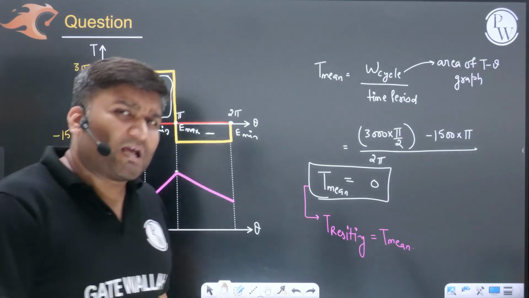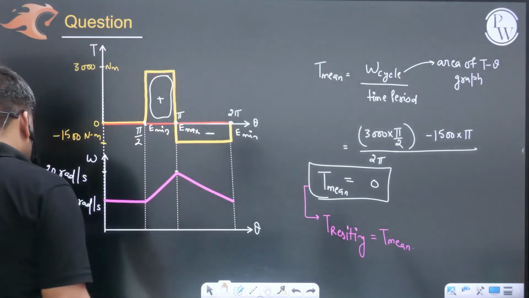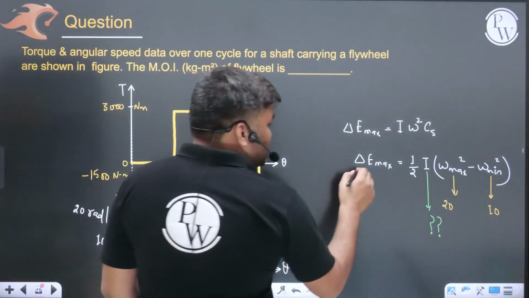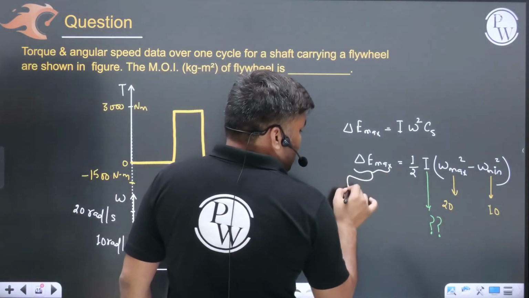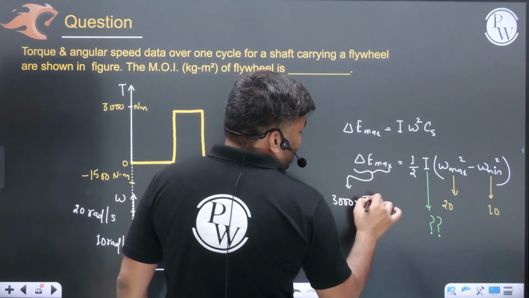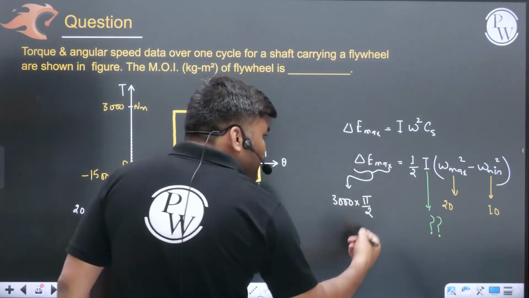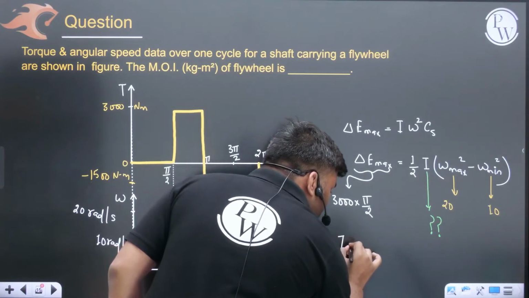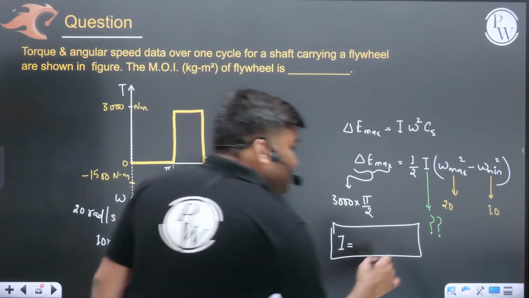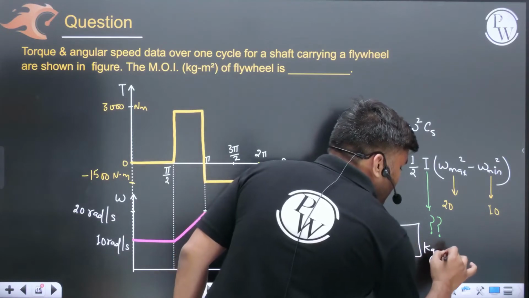Now you know what is the delta E max का value. And if you know delta E max का value, put down the value. How much is delta E max बेटे? 3000 into pi by 2. Sir, मिल गया this value. How much is this? 3000 into pi by 2. Everything is given. सब कुछ दिया है. Moment of inertia they were asking. Easily we can calculate बेटा. Very easily we can calculate something kg meter square.